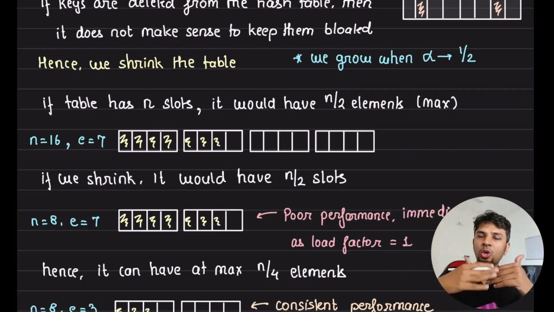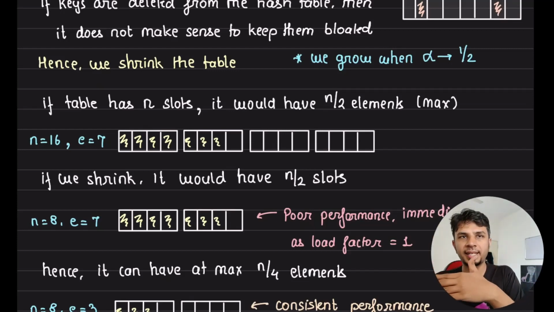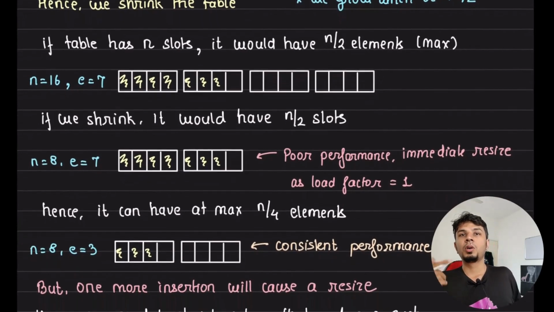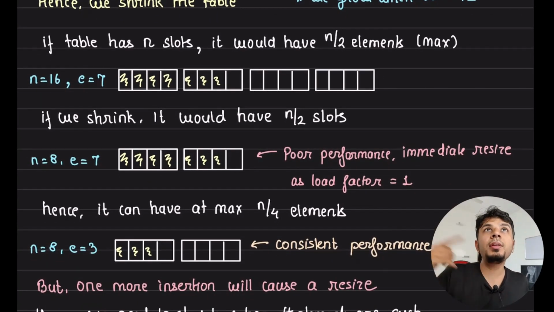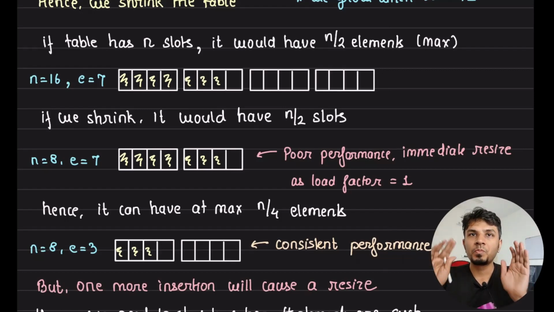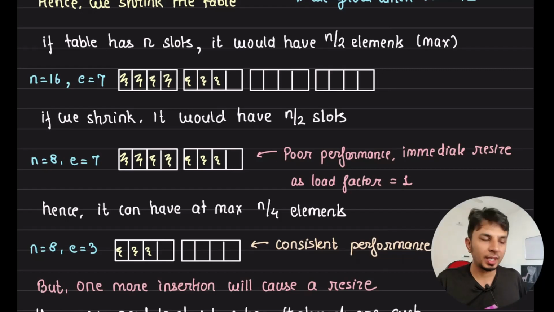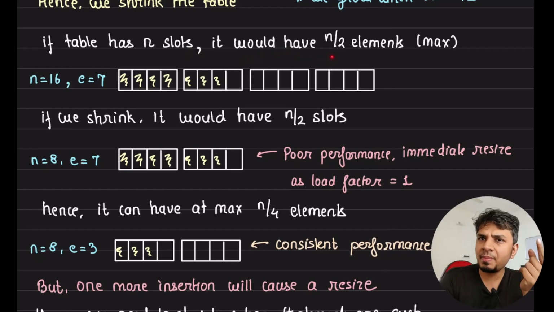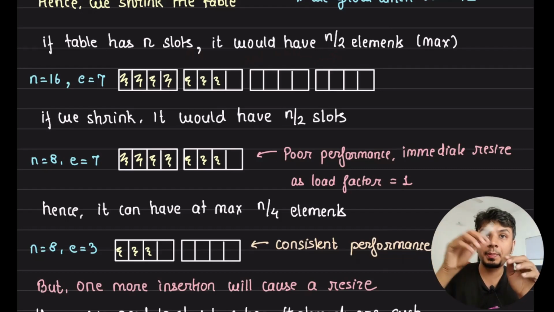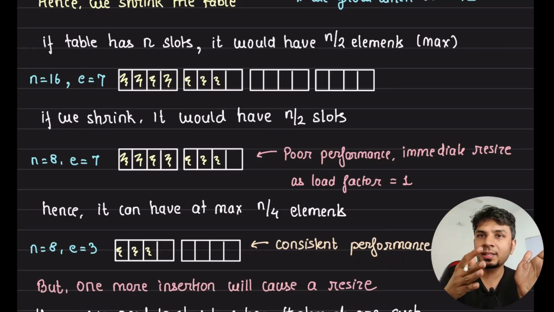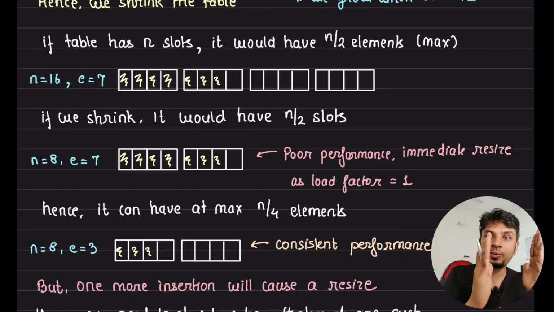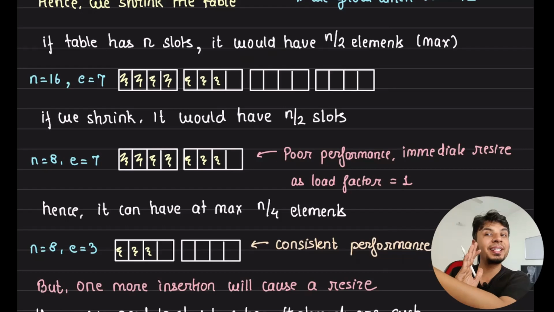So we know that we grow our hash table when our load factor reaches half, which means when my array is half filled, that's when we scale up, right? So when should we trigger our shrinking? Let's reverse engineer it, let's go backwards and understand. If your table has n slots, it would have at max n by 2 elements before we trigger a resize. Otherwise, it would have triggered a resize, right?